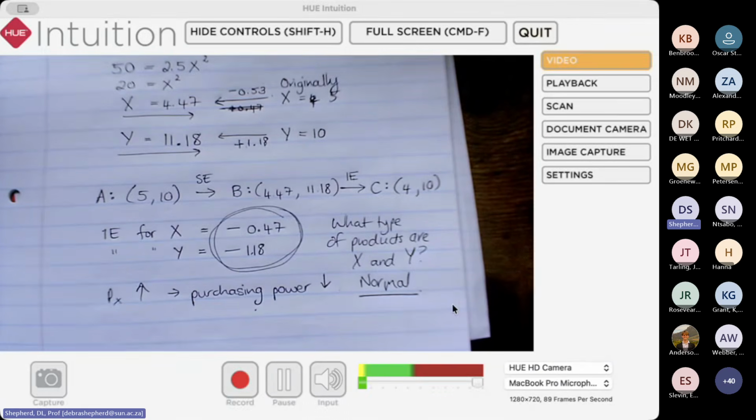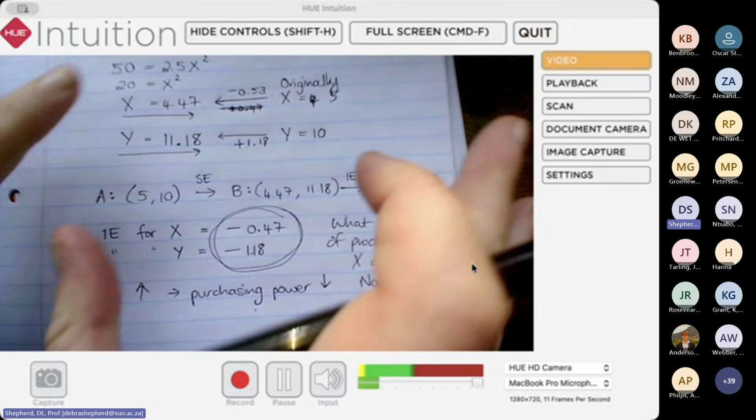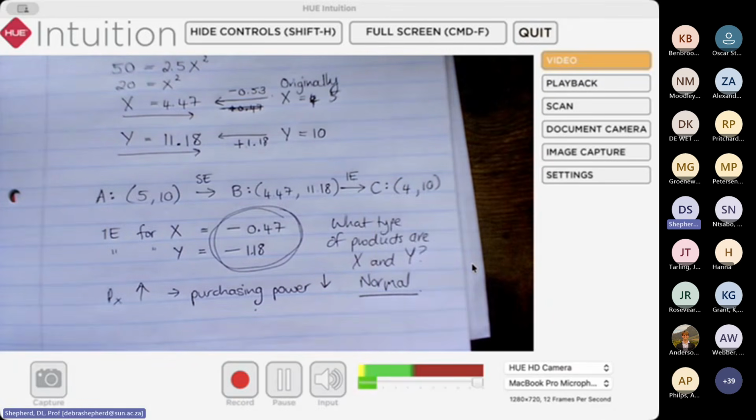Does that make sense? So quite a lot of context, but a lot of theory that I've covered in one question.